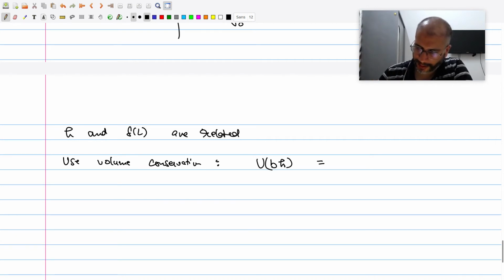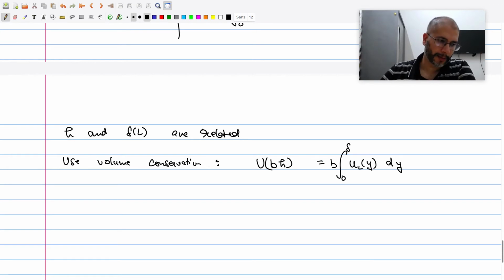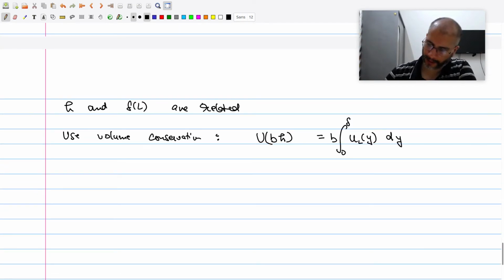On the right hand side it has to be an integral. The integral is from 0 to delta, and then we're talking about small u at distance L as a function of y times dy, and then of course the width b is still there. So from this relation we can relate our h and delta. Okay, so this I'll call 2.